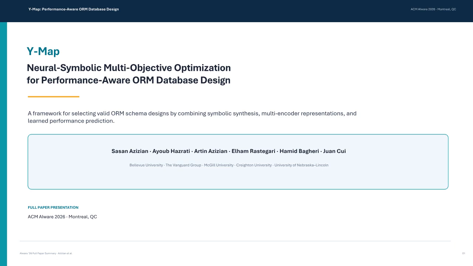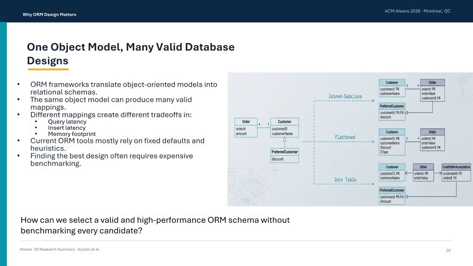In this work, we present YMAP, a neural-symbolic framework for selecting valid and efficient ORM database designs. I will first explain the motivation and research gap, and then present the YMAP framework and its main evaluation results. ORM frameworks translate object-oriented models into relational database schemas. However, the same object model can be mapped in several valid ways.